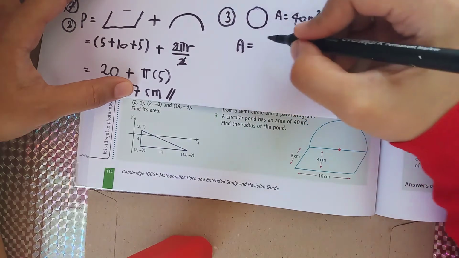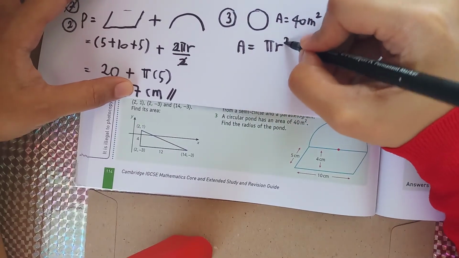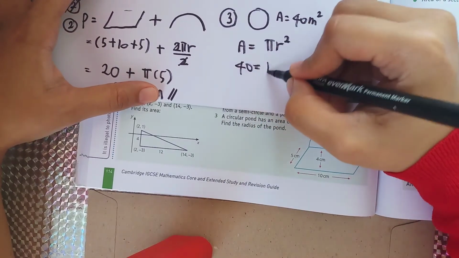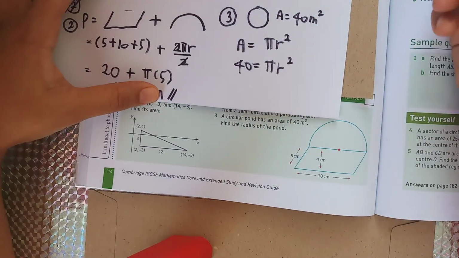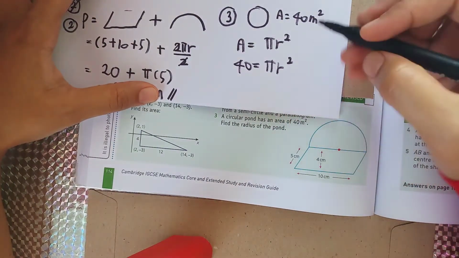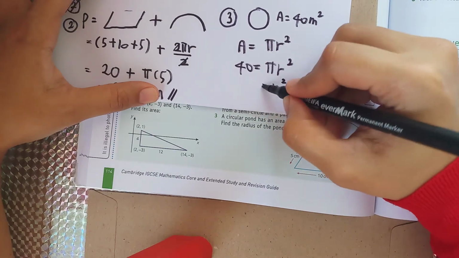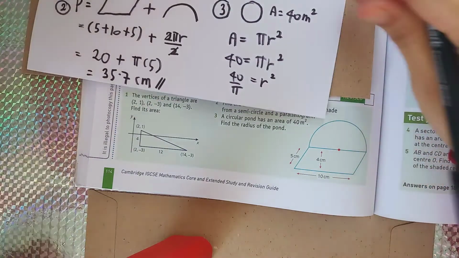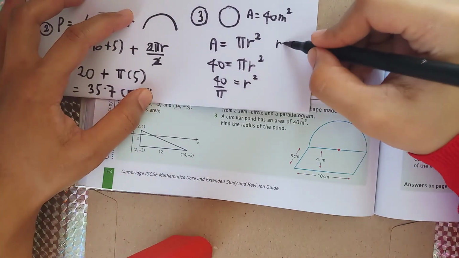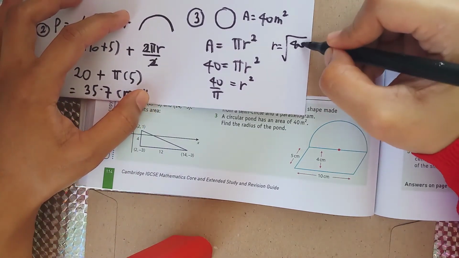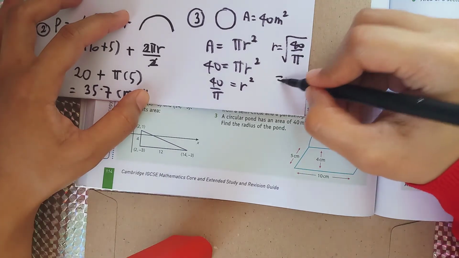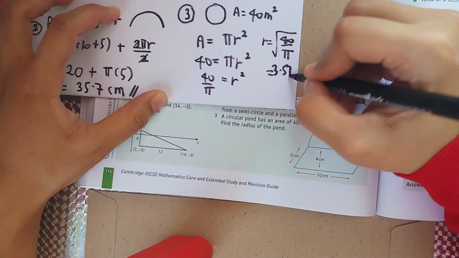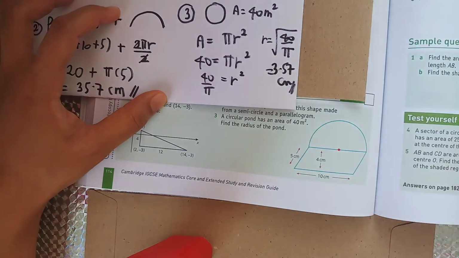The area of a circle is pi r square, right? So that is just 40 equals pi r square. The question asks for r, so you let r be the subject. R square equals 40 over pi. To find r, that is just the square root of 40 over pi. Use your calculator and you will get 3.57 cm.